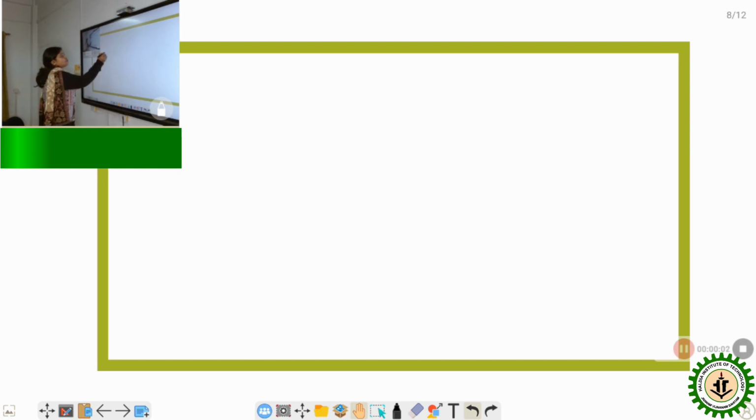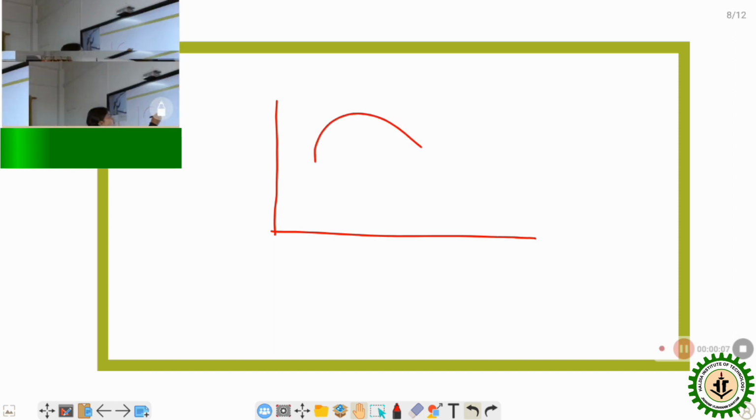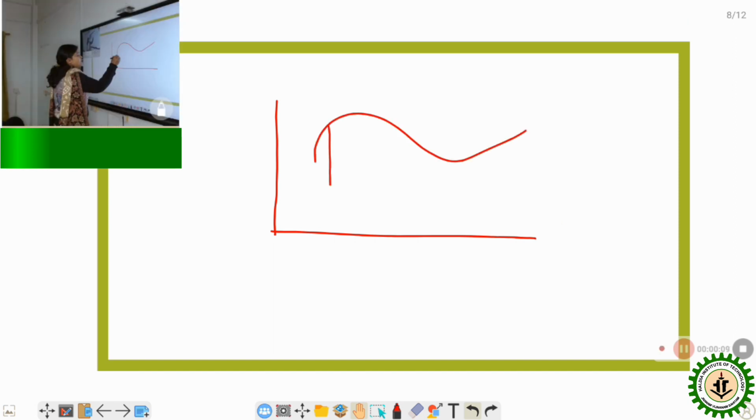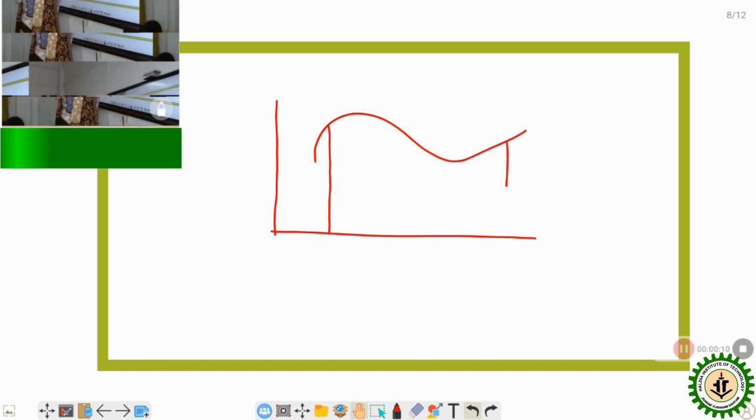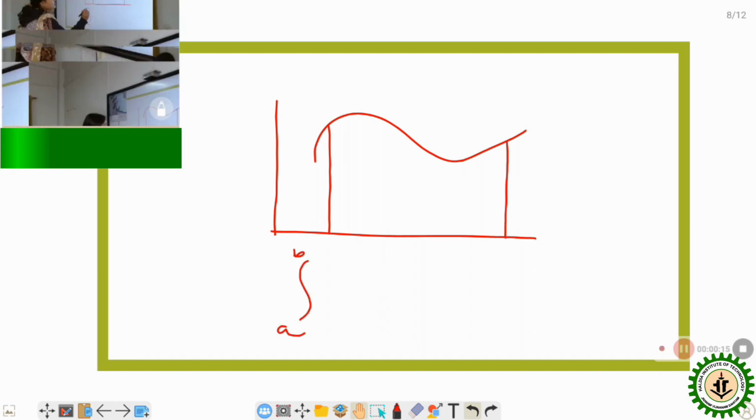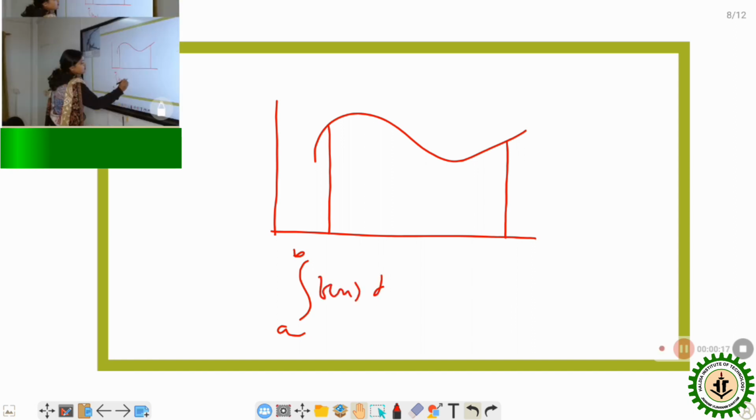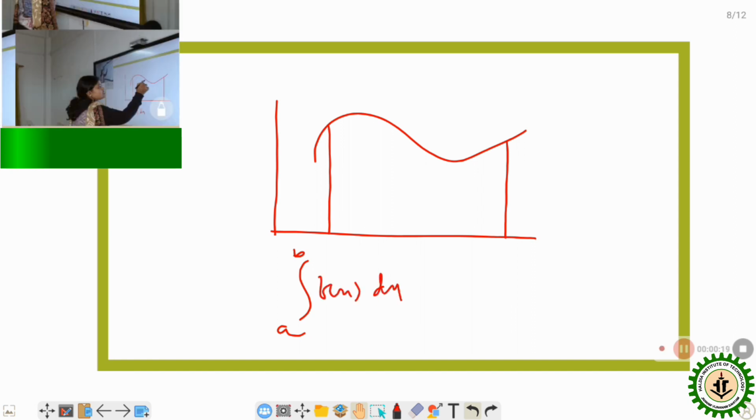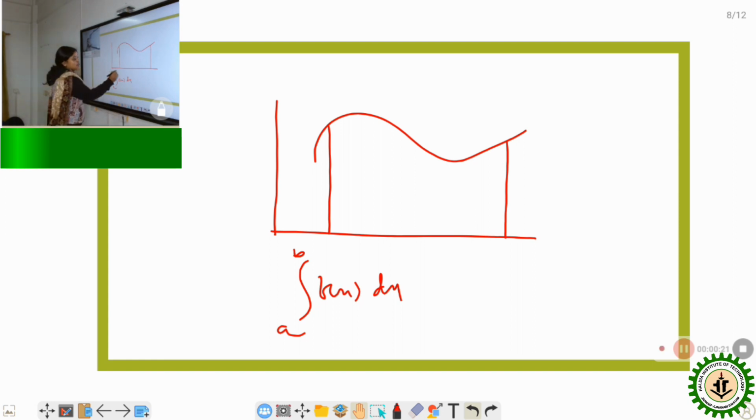So here, suppose I want to find out the integration from a to b of f(x) dx. So this is the curve y = f(x). This is x = a. Here x = b. By the analytical method, if we find this, we will get the exact integration.